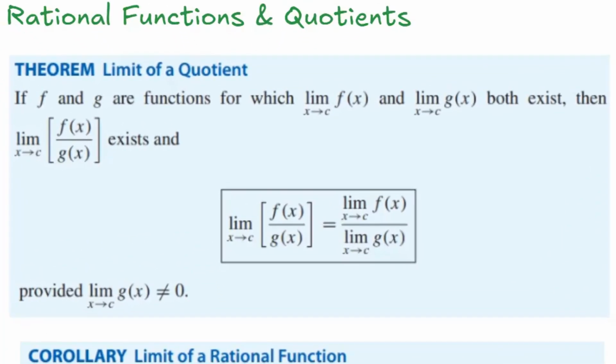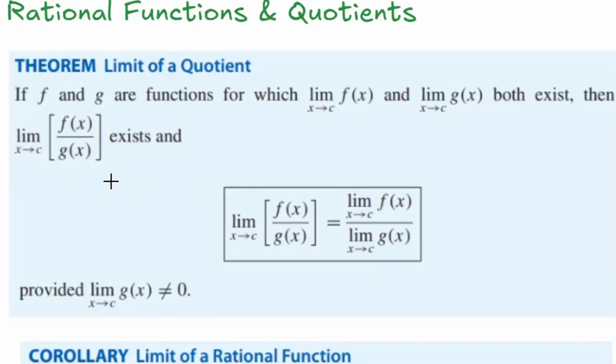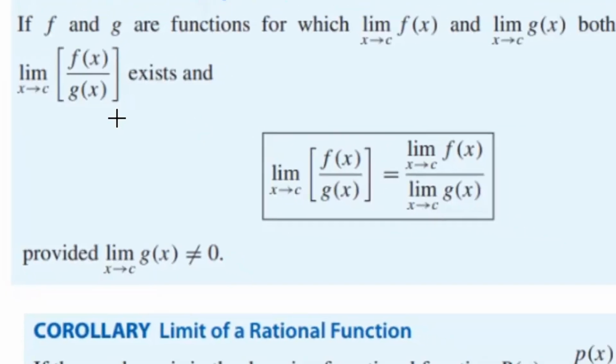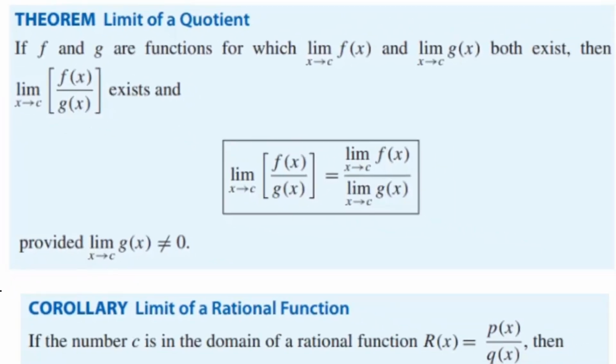First theorem here: if f and g are functions for which the limits exist, then the limit of the quotient exists, and the limit of the quotient is equal to the quotient of the limits. In other words, you can take the limit of the numerator and denominator function separately, get those answers, and then whatever that quotient ends up being. However, you can't do it if the limit of the denominator function ends up being 0. So just be aware of that.